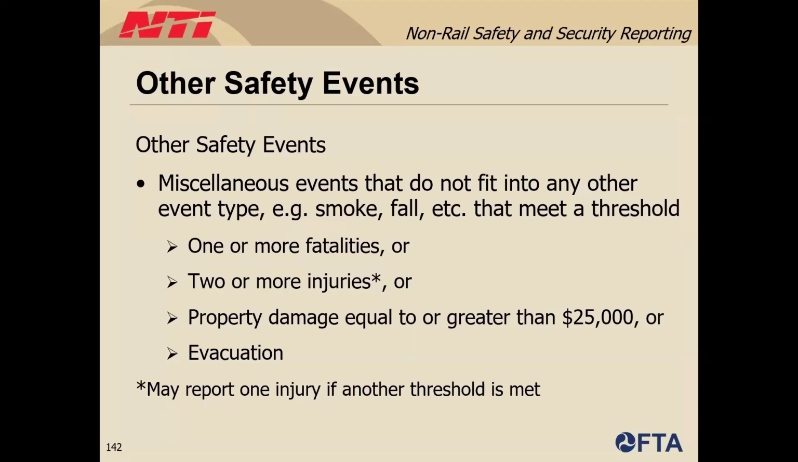The final major event type is Other Safety Events. This is your miscellaneous category. These events must meet one or more of the following thresholds: one or more fatalities, two or more injured, property damage of $25,000 or greater, or an evacuation. Please note that you may report an Other Safety Event with one injury if another threshold is met. For example, if you have property damage greater than $25,000 and only one injury, it is still reportable.